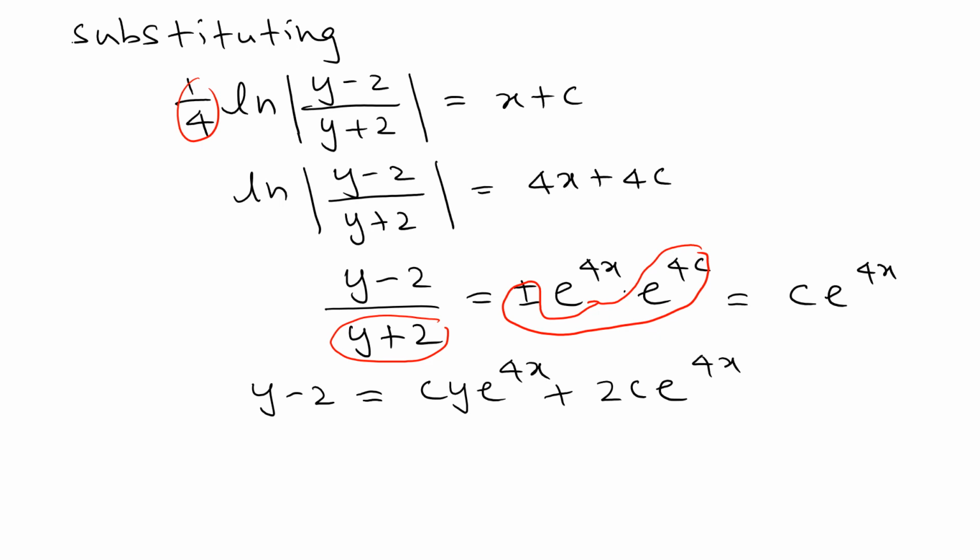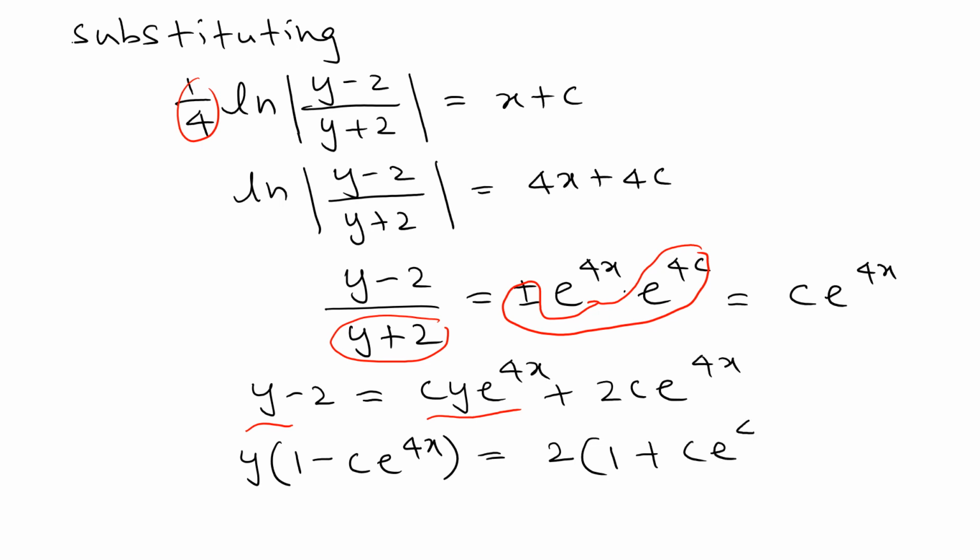So if you bring all the y terms to one side, this one and that one, and factor out y, you can write it like this. So 1 minus c e to the 4x. If you move 2 to the other side, it is 2. You can factor out, you're going to get 1 plus c e to the 4x. Now what we do, we divide by this factor on both sides, to isolate y. So you can write y like this.